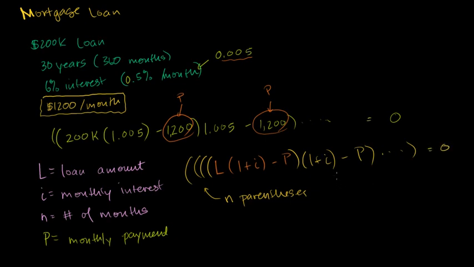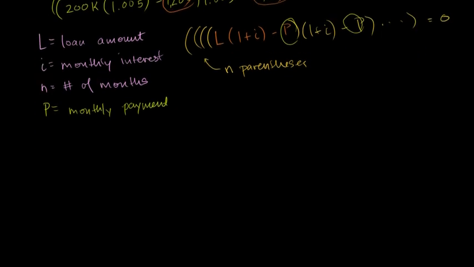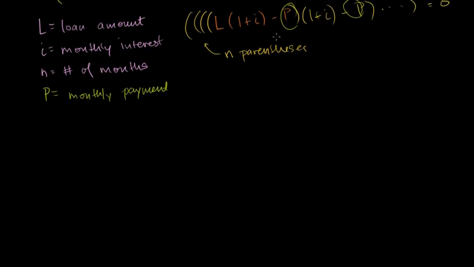So my question, the one that I'm essentially setting up in this video, is, how do we solve for P? If we know the loan amount, if we know the monthly interest rate, if we know the number of months, how do you solve for P? It doesn't look like this is really an easy algebraic equation to solve. So let's see if we can make a little headway. Let's see if we can rearrange this in a general way.